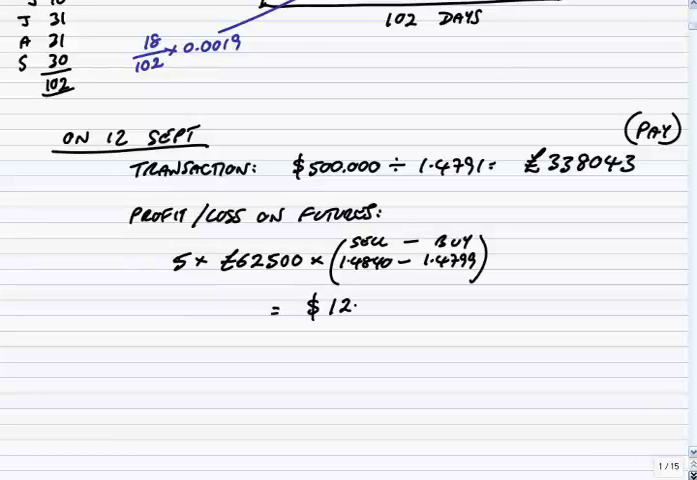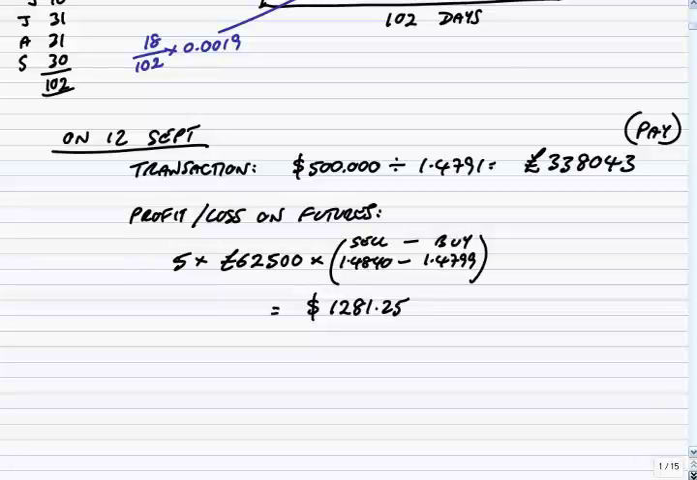It's 120, sorry, I beg your pardon. It's 1281.25. And that profit is in dollars. We were trading on the dollar value of the pound.